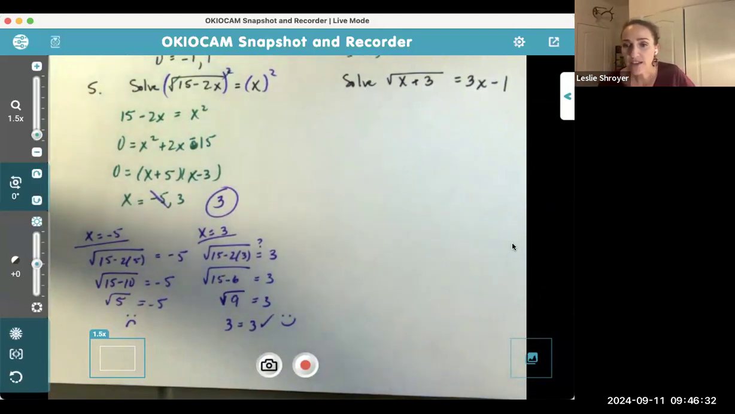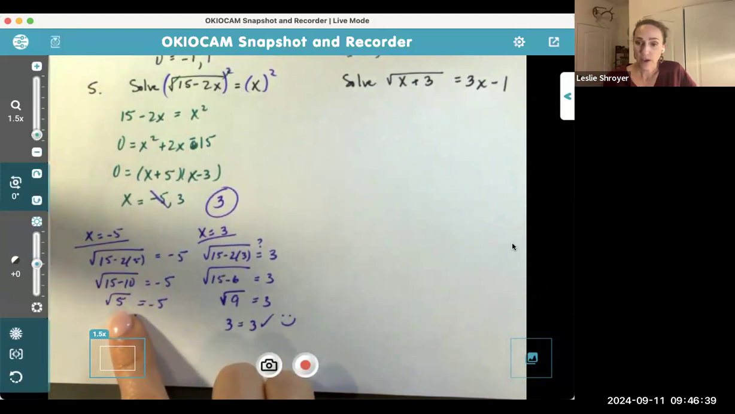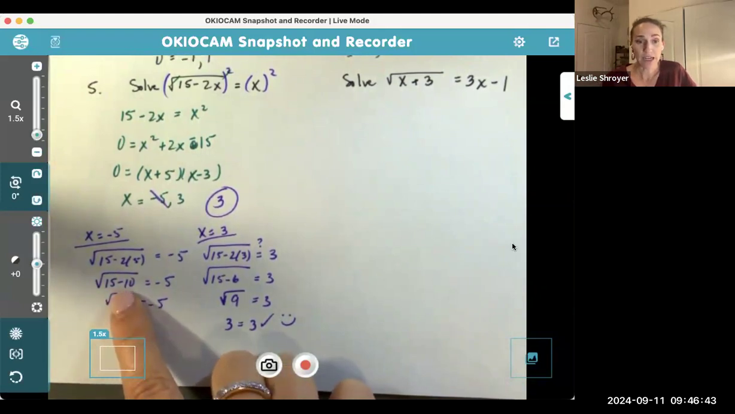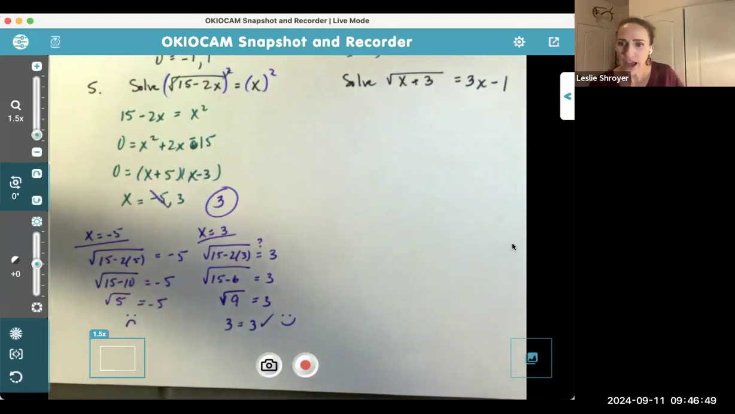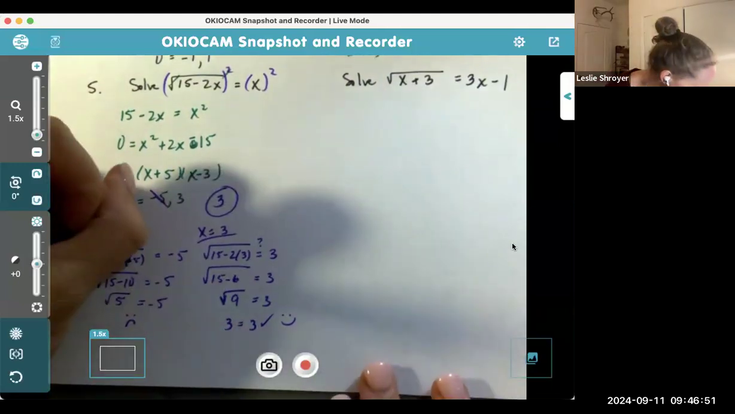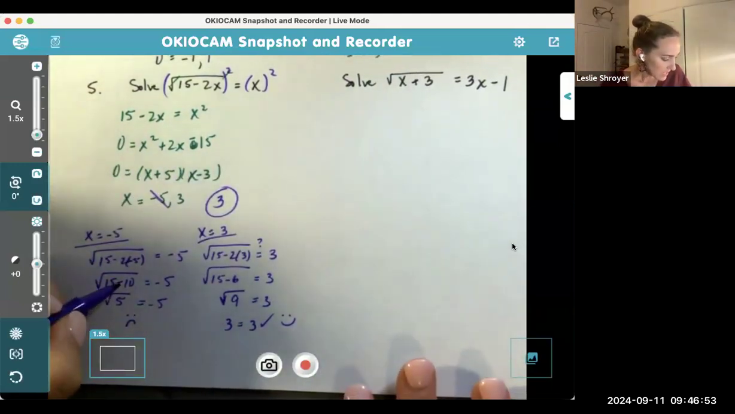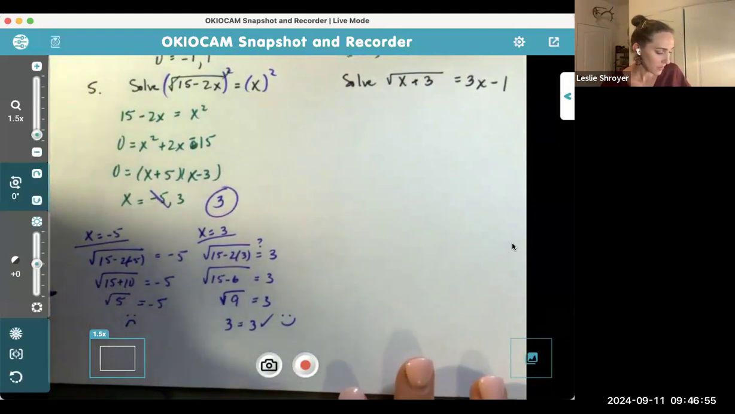Question: why is the 5 positive when checking? Are you referring to this 5? If it's this 5, it's because 15 minus 10 is positive 5. Oh, you mean this negative 5. Thank you. That's because I'm being crazy. So that is positive.